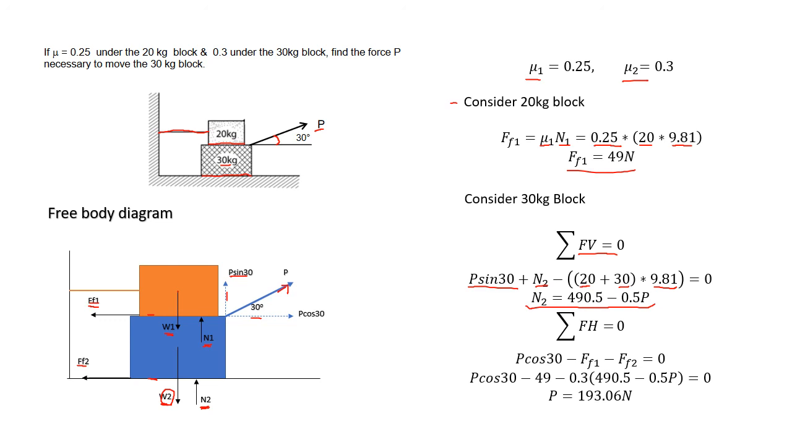Now, the sum of horizontal force. We have the horizontal component of P here, minus friction 1 and friction 2. There you go, friction 1, friction 2. So friction 1 we already know right here, and friction 2 would be mu2, 0.3 right there, times N2, which is this one here. And from there we can rearrange and solve for P. And that is all to that.